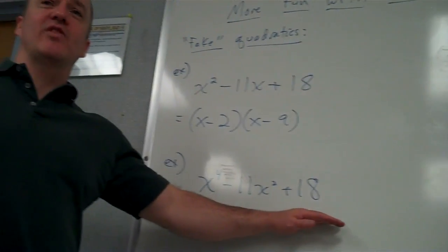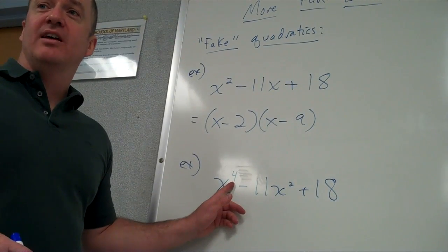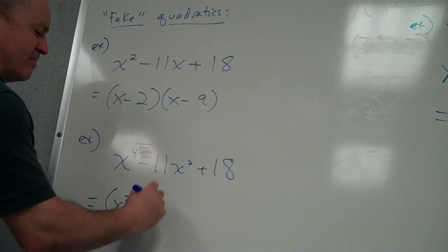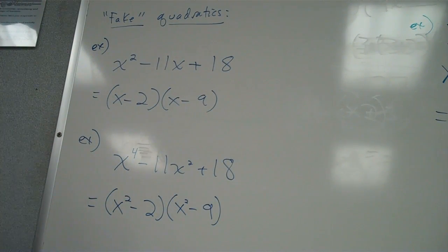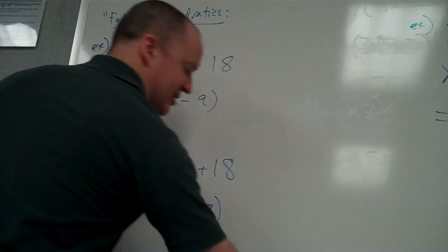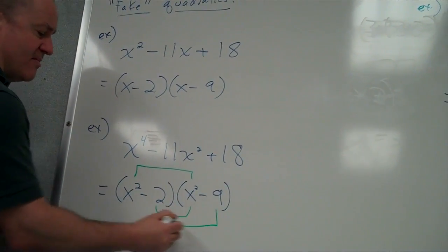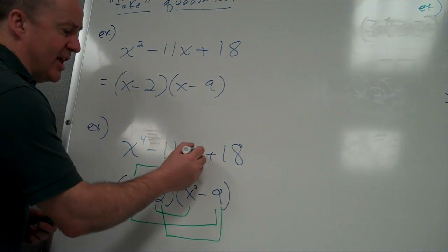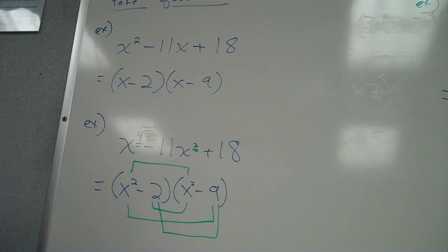If it looks kind of like a quadratic, and the exponent on the middle term is exactly half the exponent on the first term, you can treat it like a quadratic, and it'll factor like this. I can make this x squared minus 2, x squared minus 9. Is this for the x to the fourth? Yeah, because if I were to FOIL this, I would get x to the fourth minus 2x squared minus 9x squared plus 18. But that only works if this middle exponent is half the size of the outer exponent. Then all the rules you learned for quadratics will also work here.